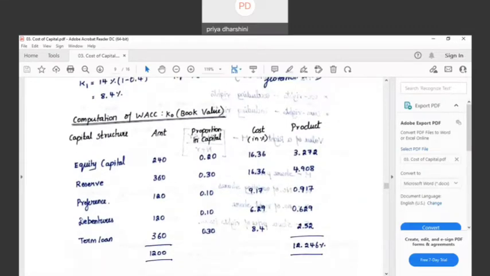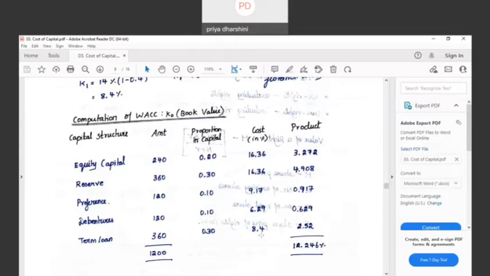If you have to do it on book value basis, the book value is already given to you. 240, 360, 120, 120 and 360. So it is 1200, correct? With that, find the proportion in capital. 240 divided by 1200, 360 by 1200, 120 by 1200. Likewise, find the proportion in capital.